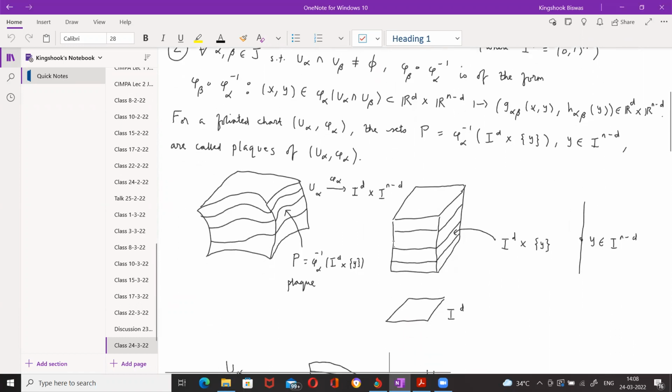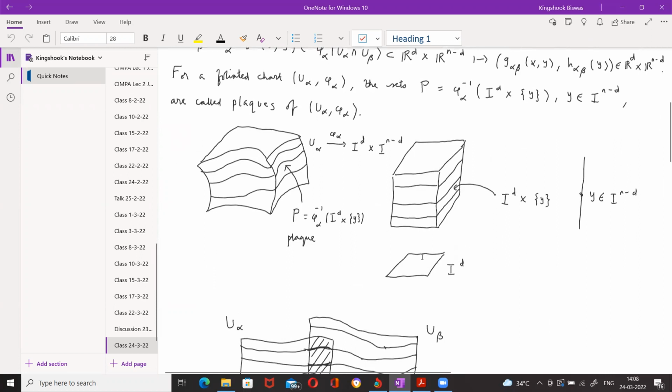So here's the picture. You have this product. Here's the d-dimensional square, and here's the (n-d)-dimensional square in the vertical direction, and you're taking this product. This square is, in a sense, foliated by copies of the d-dimensional square, I^d cross singleton y. Then if I take the inverse image of these, they give me submanifolds of this chart U_alpha which foliate U_alpha. So these are called plaques. Is the picture clear? Yes? Any questions?